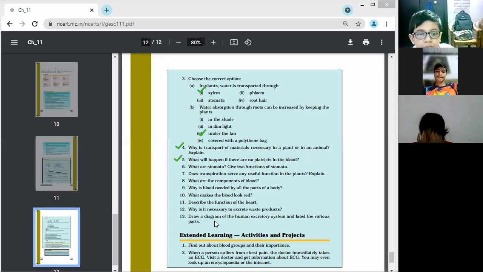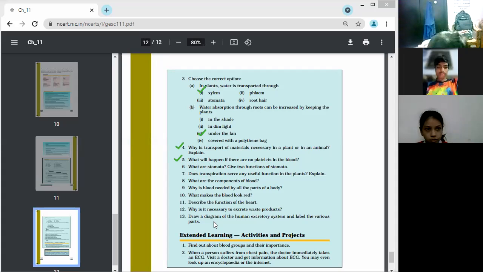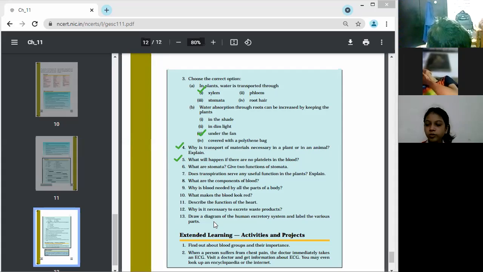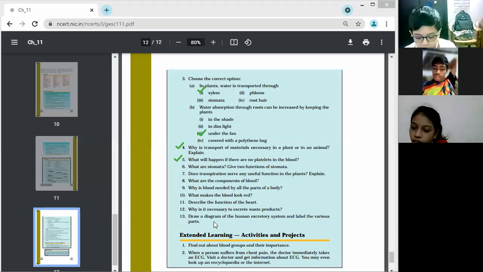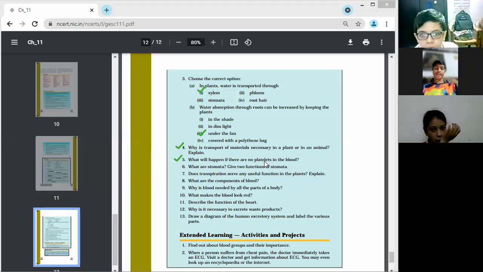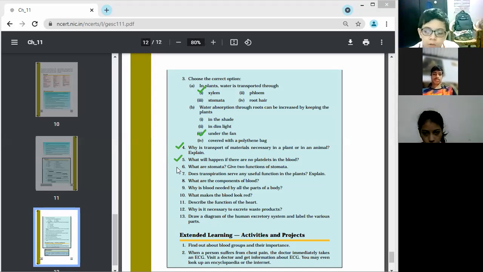Whenever we get injured, blood comes out from the cut. The function of platelets is to make a clot which plugs the cut to stop bleeding. If there are no platelets in the blood, no clot will be formed. As a result, bleeding will not stop. Okay, beta. So if there are no platelets, then the bleeding will not stop.